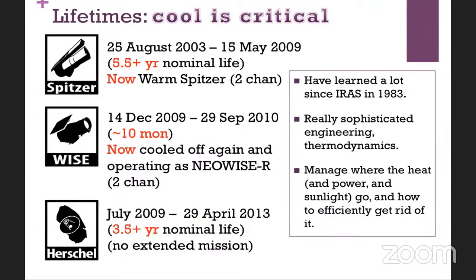So throughout all of these spacecraft, as well as other spacecraft that observe the Earth in infrared, we have learned a lot about how to design good infrared telescopes. And so there's lots and lots of really fascinating, really sophisticated engineering and thermodynamics that go into this spacecraft design. And that's honestly a whole separate course that you could take on the thermodynamics of these spacecraft, because they're managing where the heat and the power and the sunlight go and how to get rid of that power efficiently and still do the infrared astronomy.